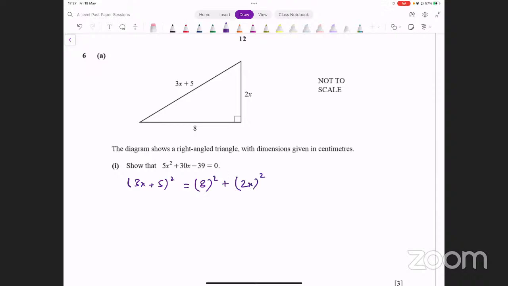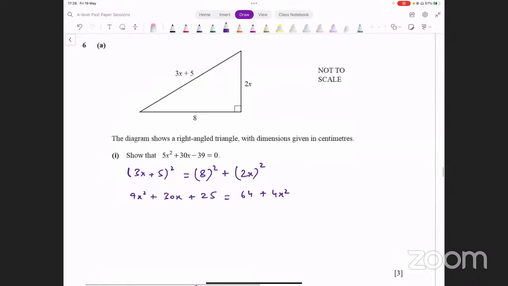Let's simplify this. 3x, this is a plus b whole square, right? So a square, that's 9x squared plus 2 into 3x into 5. 2 into 3x, that's 6x into 5, which is 30x. Plus 5 ka square, that's 25. On the other side, we have 8 squared, which is 64, plus 4x squared. Let's take everything to one side. Left side pe le aate hain agar. 9x square minus 4x square, that's going to give us 5x square. 30x as it is. And then we have 25 minus 64. That's going to be minus 39 equals 0. And that's what we had to prove. Ye hamare paas ye equation aa gaya.